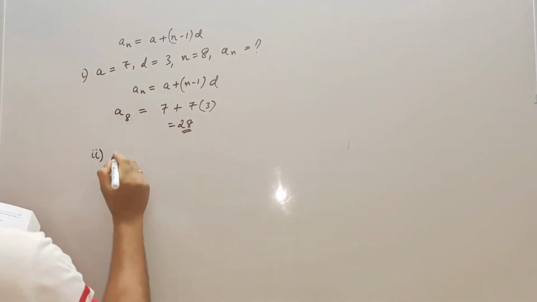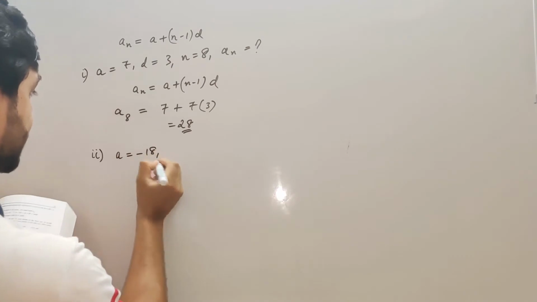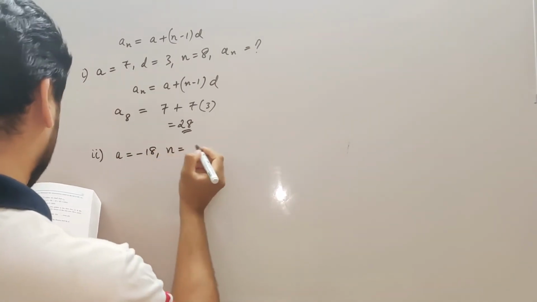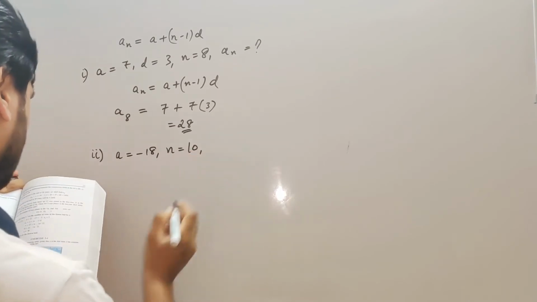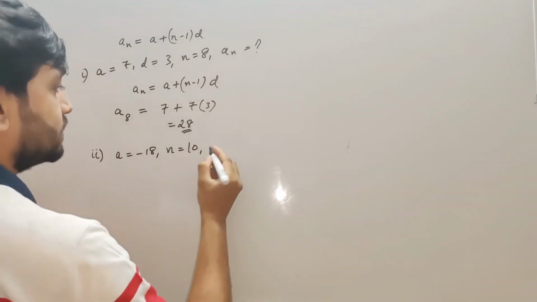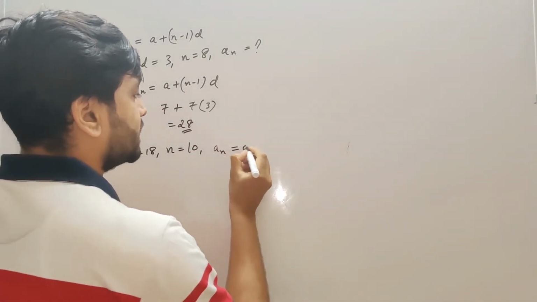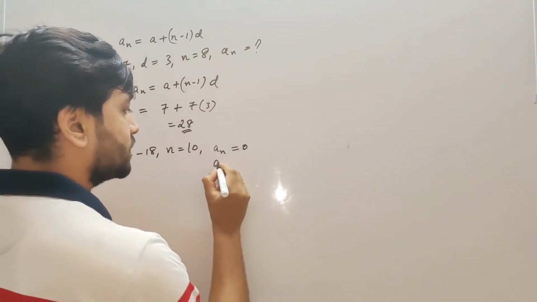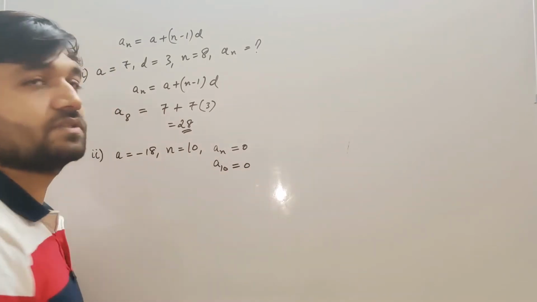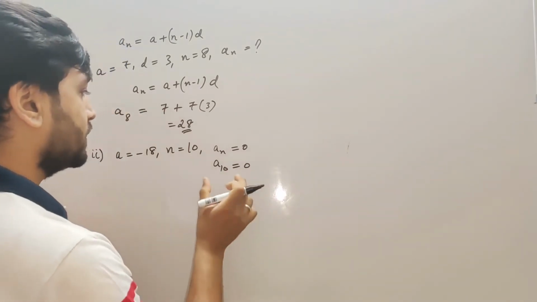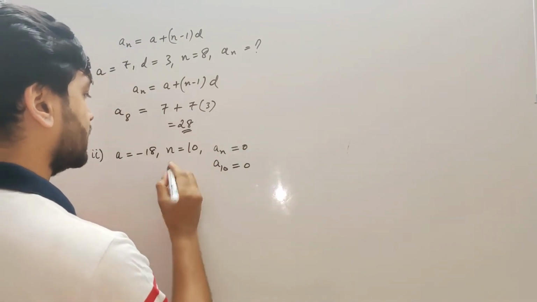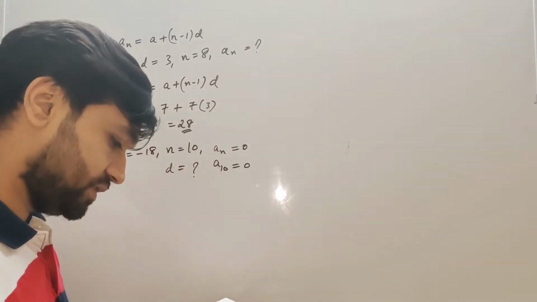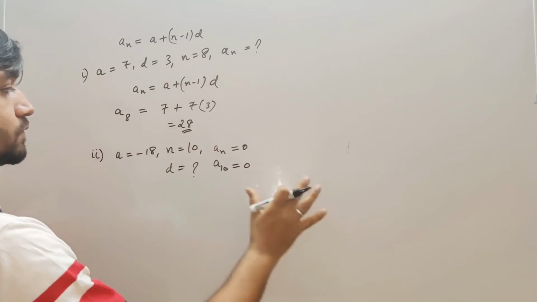Next is the second question. What are the values given here? a is minus 18. d value is not given. n value is given here as 10, and an value is given as 0. So basically what is given is a10 is 0. They're asking to find the value of d in the question.